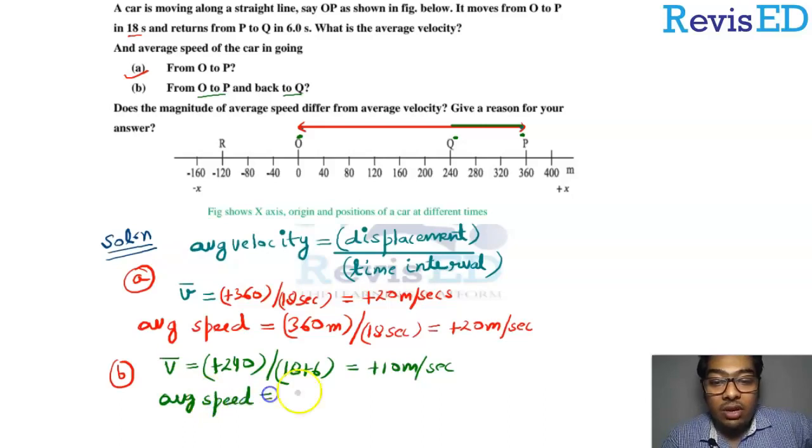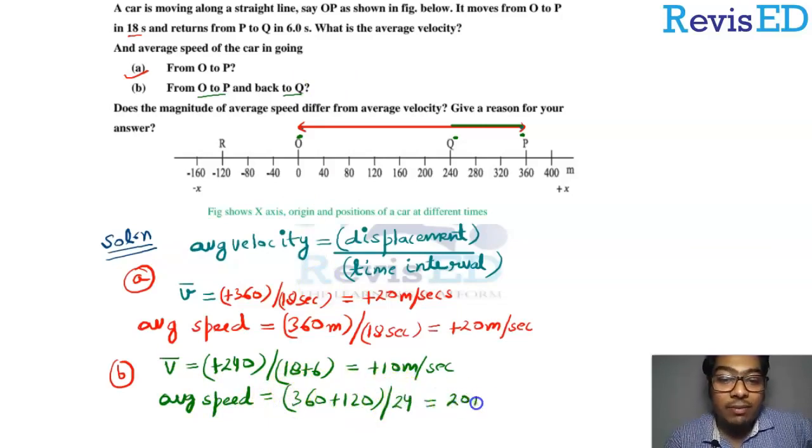So this was my average velocity, 10 meter per second, and average speed will be nothing but total distance over time. This time it will be 360 plus 120, because 360 minus 240 is 120, divided by total time, that is 24 seconds, right? So this is my answer. Thank you so much.